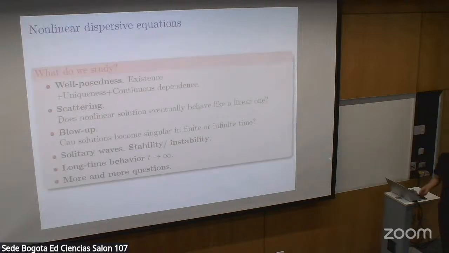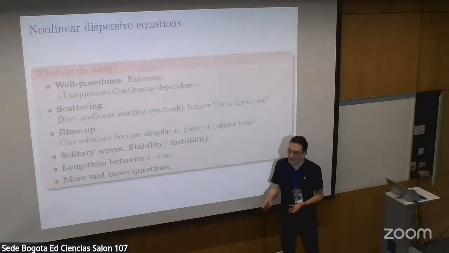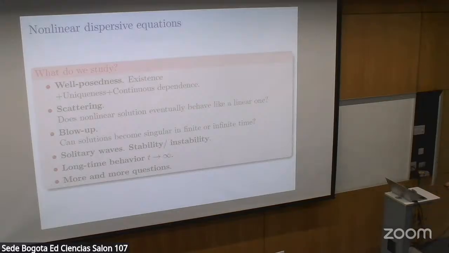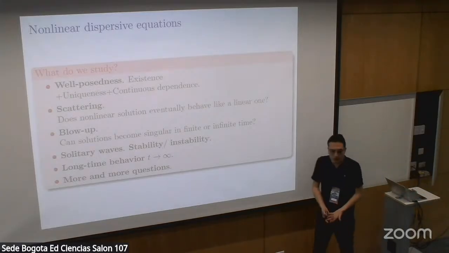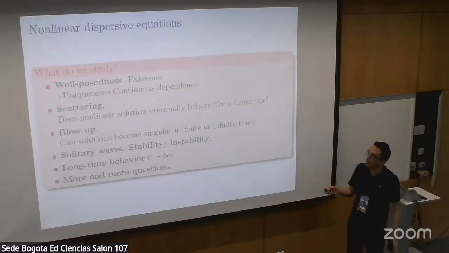Well, what do we study? Okay, we are also mathematicians, right? So we also want to do something with these things. We have a lot of things. Here are some typical questions that you may ask, and let me start with well-posedness. What is well-posedness? Existence. If you have a model and there's no existence of solutions, that is not a good model. So existence is the first part.